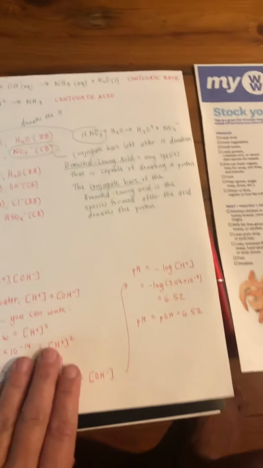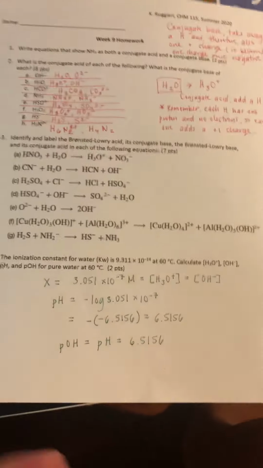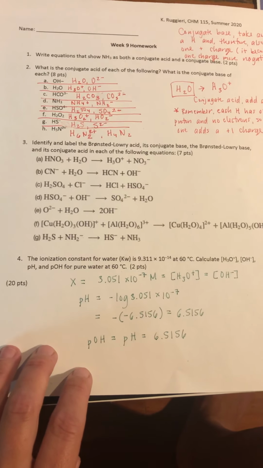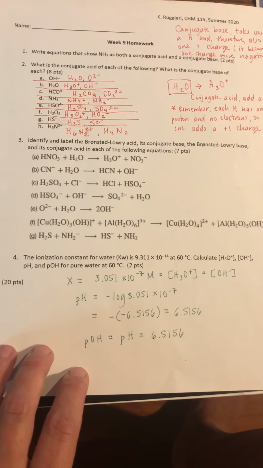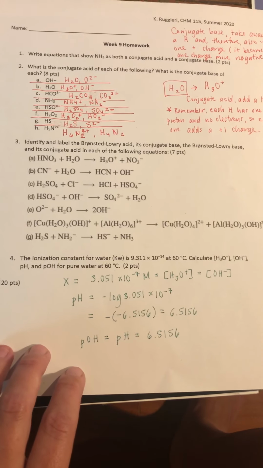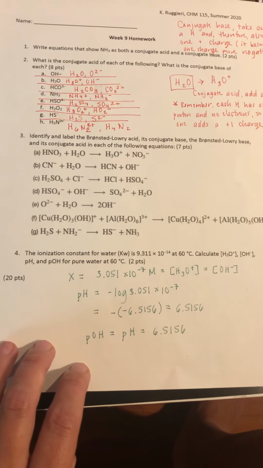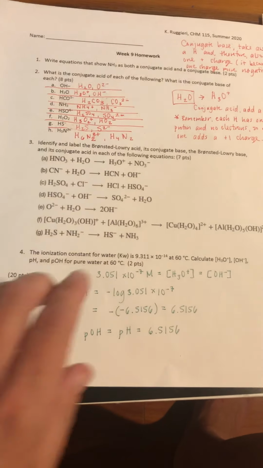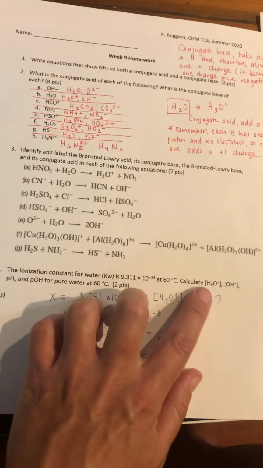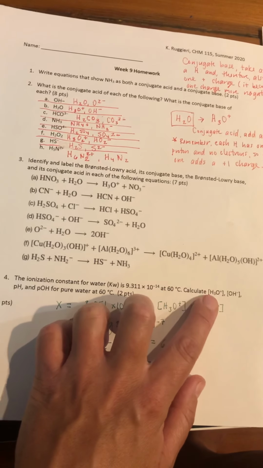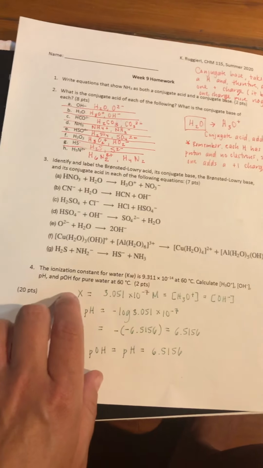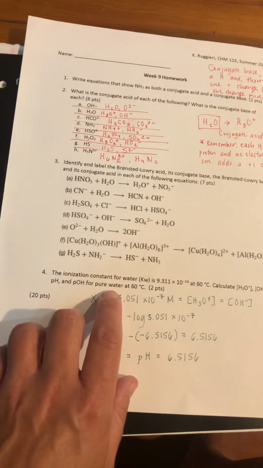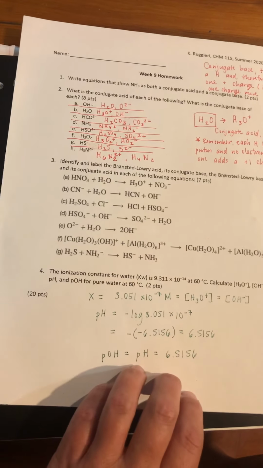Then finally, we have the last question, question 4, which says the ionization constant for water, Kw, is 9.311 times 10 to the minus 14th at 60 degrees Celsius. We don't actually even need to worry about 60 degrees Celsius for this. What we're asking for is to find the concentration of hydronium ions, hydroxide ions, the pH and the pOH for pure water at 60 degrees Celsius.